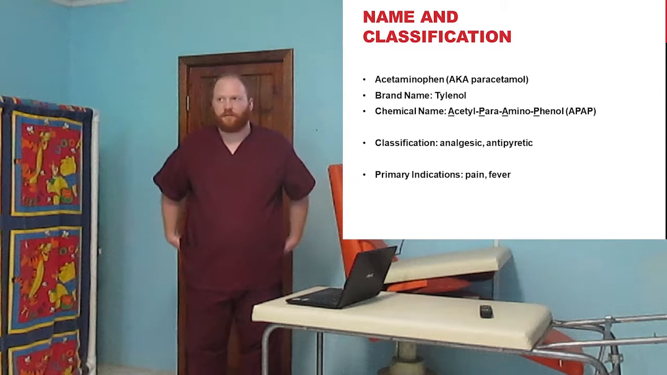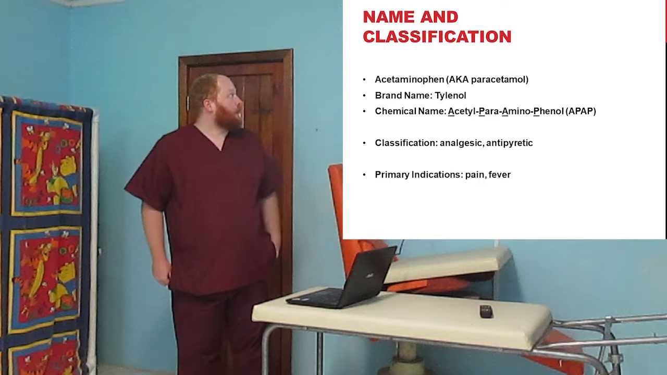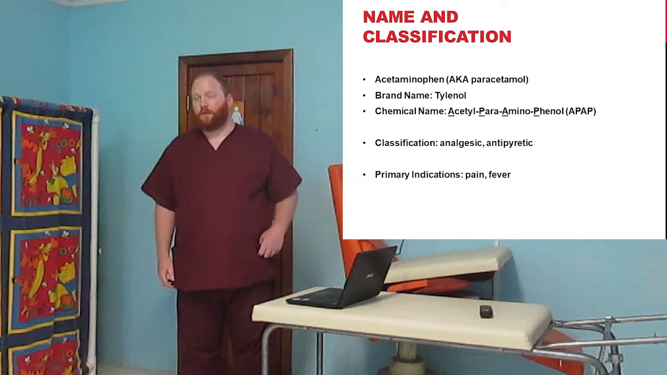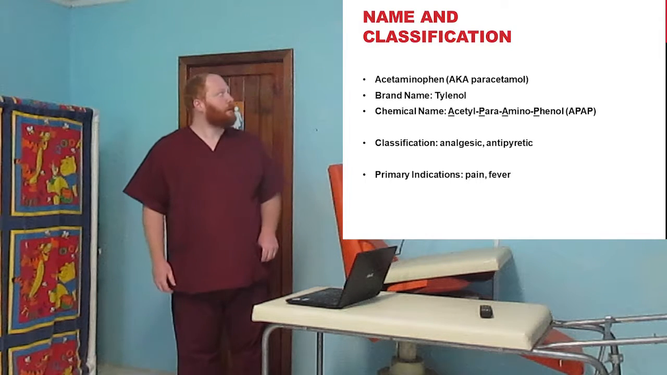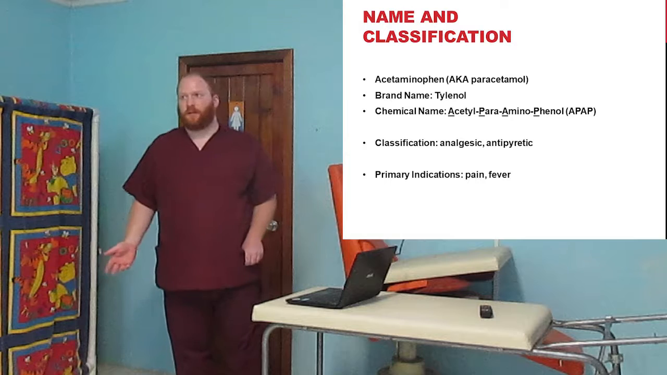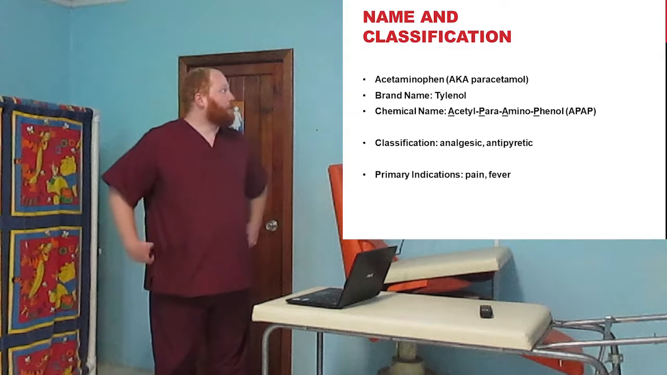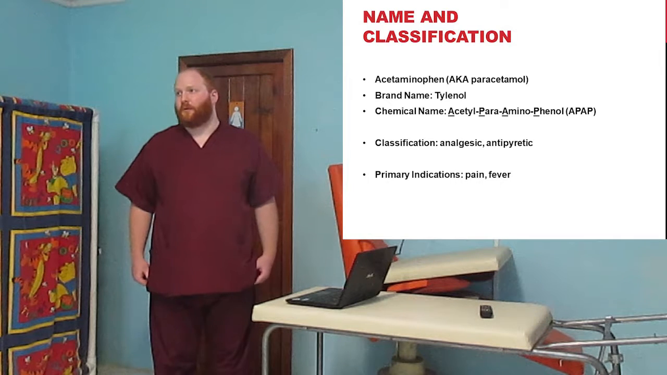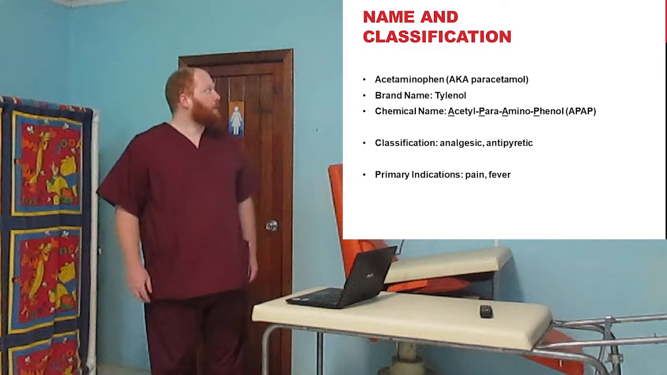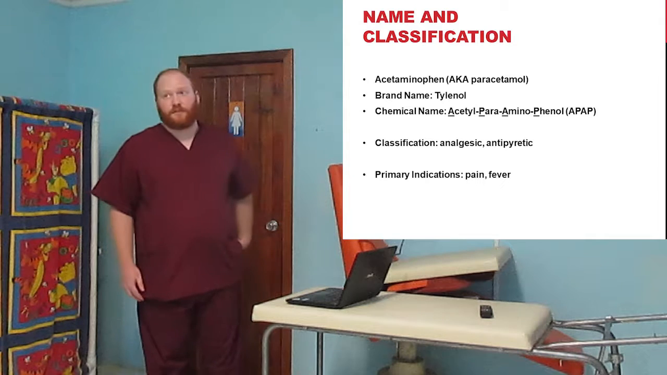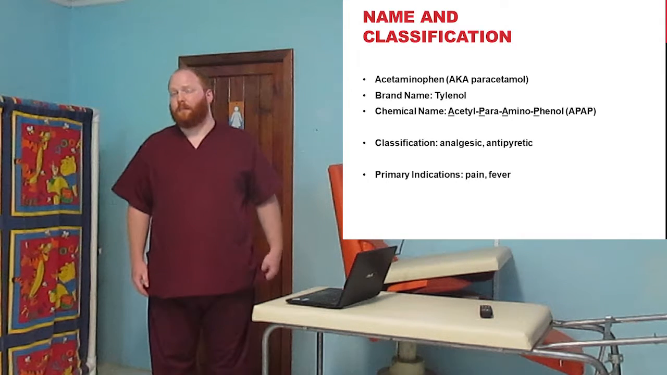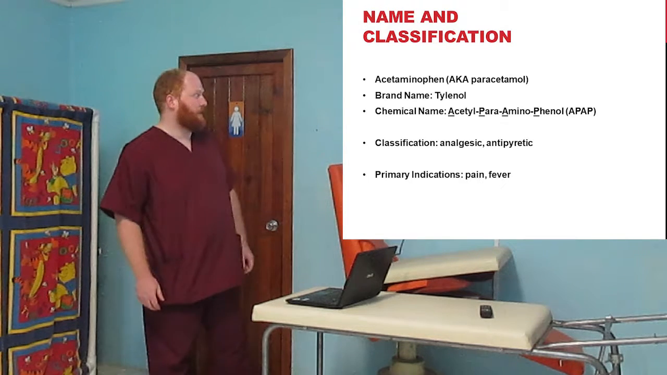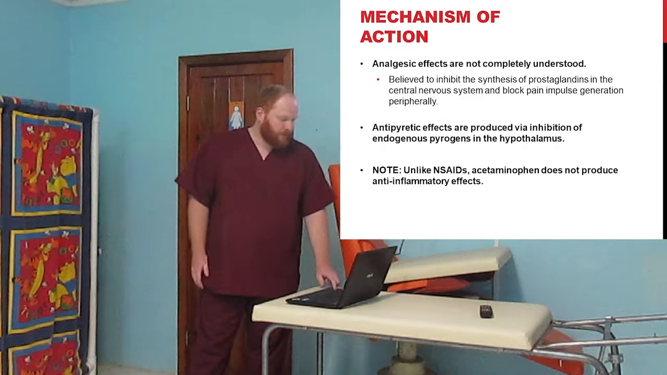First is the name and classification of the drug. A lot of people know it as acetaminophen. It's also known as paracetamol, and that's mainly UK. Brand name is Tylenol. I think everybody's heard of that. And then the chemical name is acetyl-para-aminophenol, and if you didn't know, that's where the acronym APAP came from. It's classified as an analgesic, or a pain reliever, and an antipyretic, so it reduces fever. And then, of course, its primary indications are pain and fever.